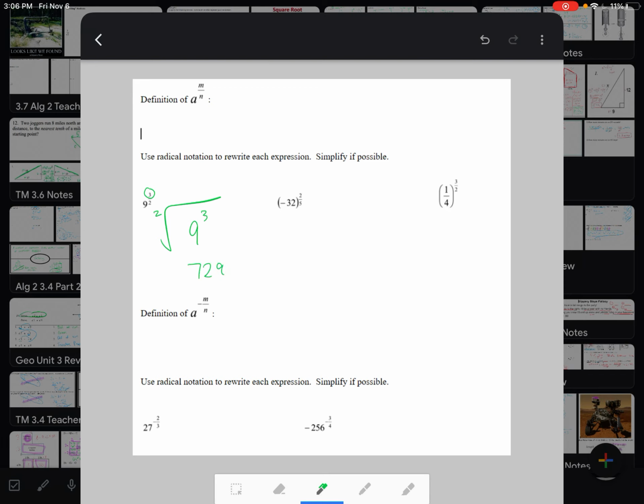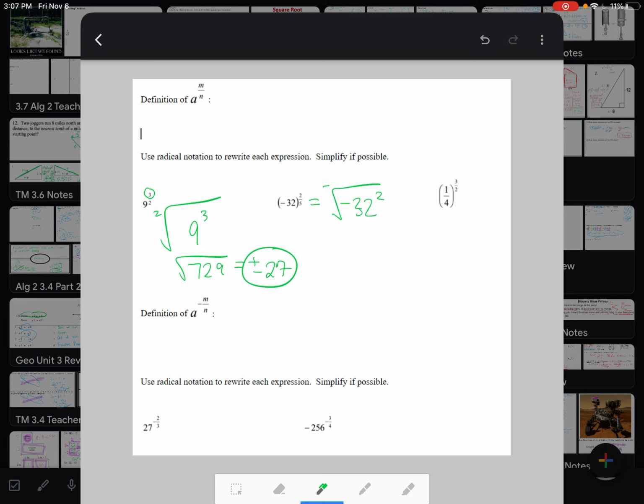Well, can we simplify this? Let's see. 9 to the 3rd power gets us 729. And we're taking the square root of 729. Well, does that go in evenly? It looks like it actually does. We have plus or minus 27 as our answer here.